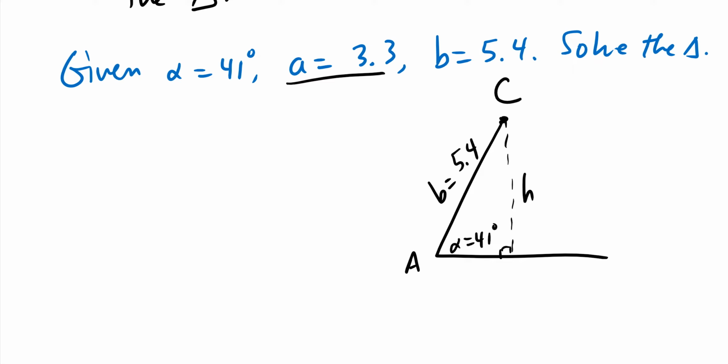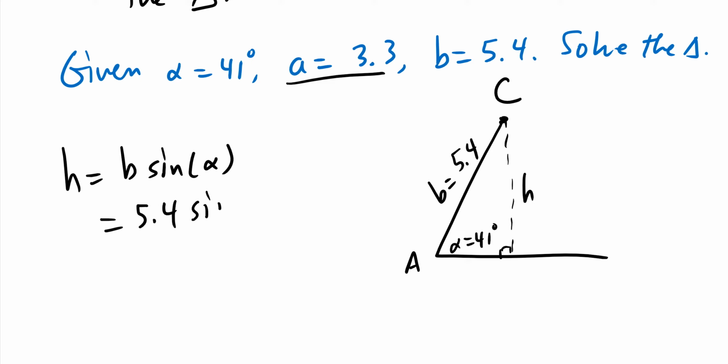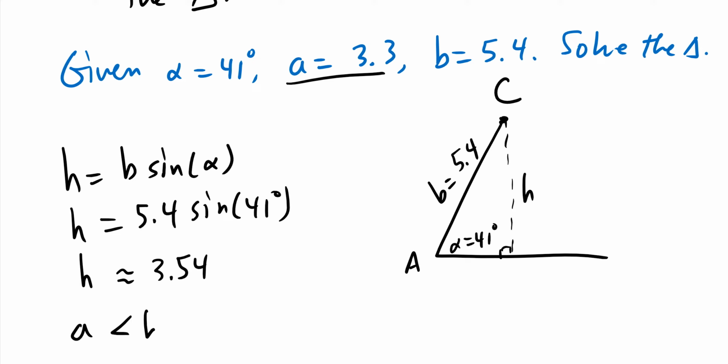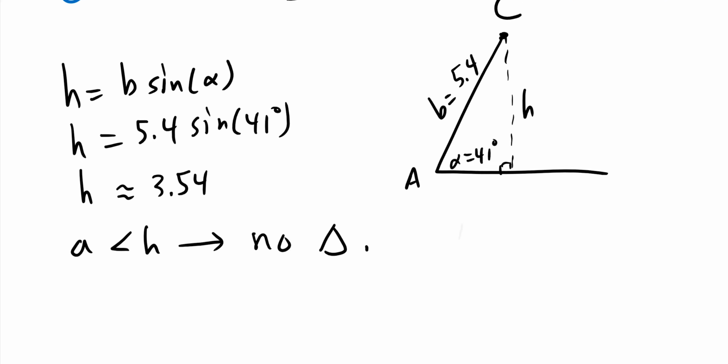So we must find H. H here, based on this, is B sine alpha. So that's 5.4 times sine 41 degrees. So H would be about 3.54. Okay, now we say, is A less than H? Yeah, note that A is less than H, so no triangle. That was the first case. Then it's done. No triangle can be formed, so we can't solve for it.